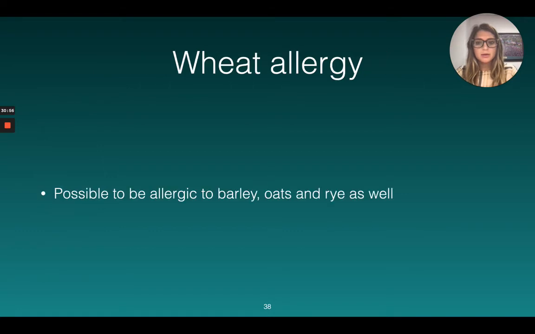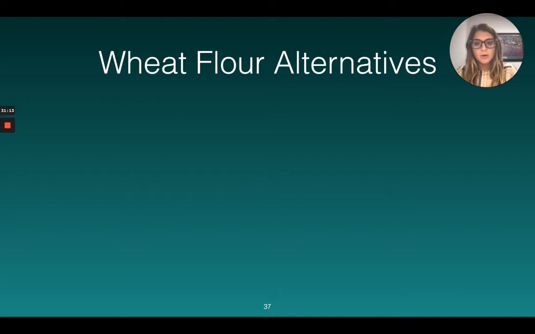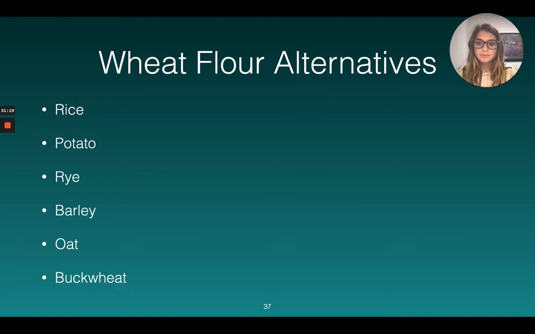Now, it is important that if someone is allergic to wheat, they could also be allergic to barley, oats, and rye as well. So again, everyone is going to be individual on which types of food elicit an allergic response. So if someone is allergic to barley, oats, and rye as well, then they would be able to consume rice and potato products only.